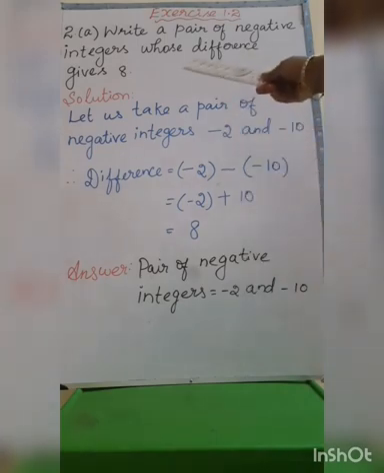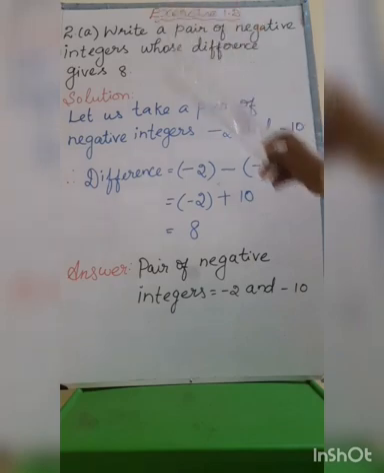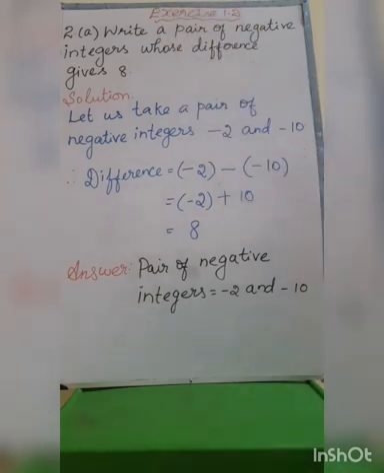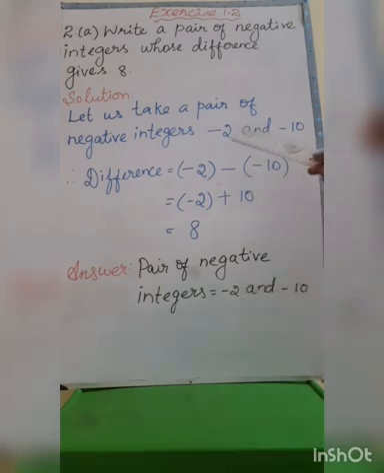Here the question is, what is given? The integers whose difference gives 8. Here our answer is also 8. So in this question, we write a pair of negative integers. We find out that the answer is the pair of negative integers equal to minus 2 and minus 10.